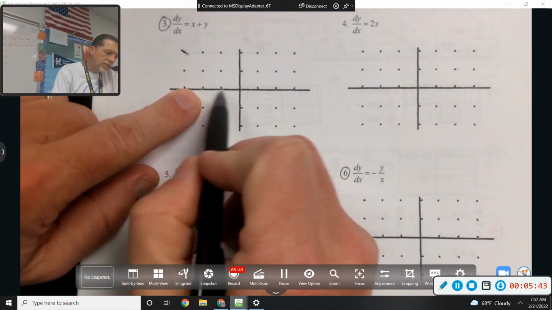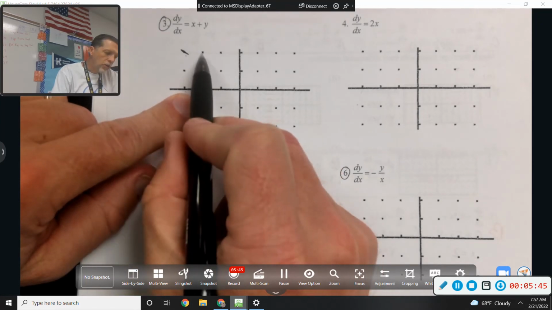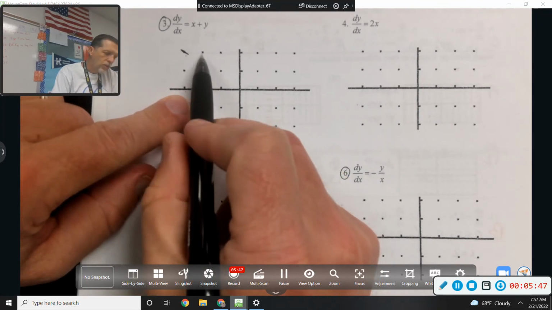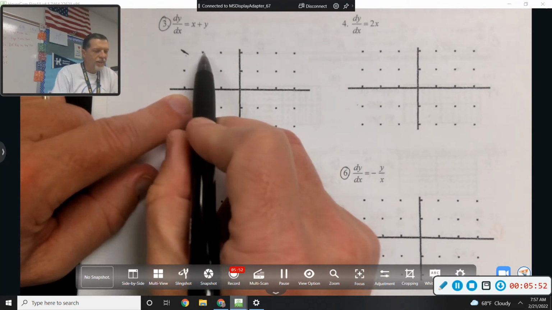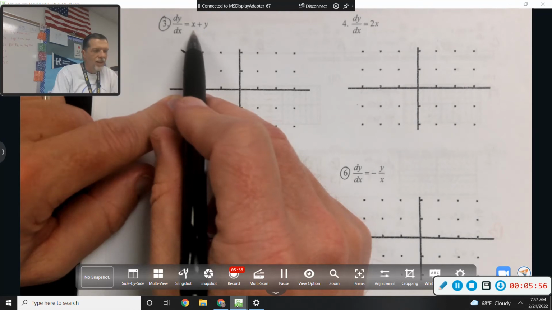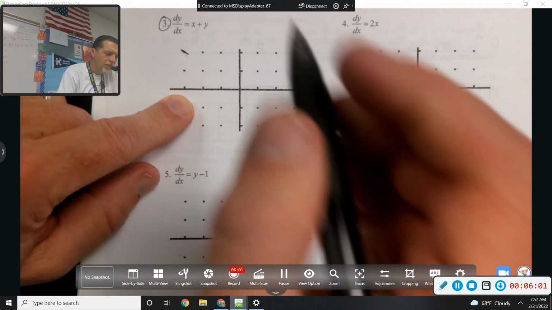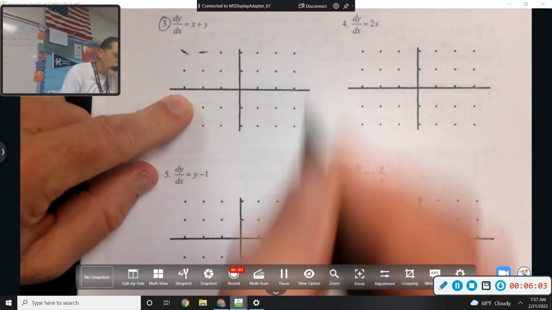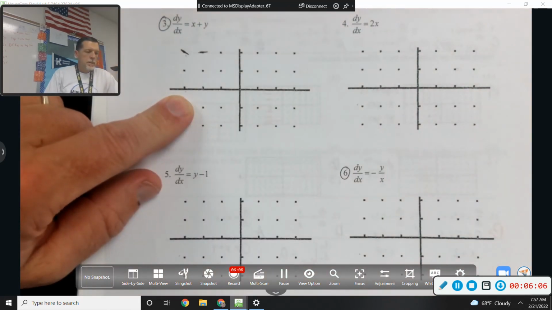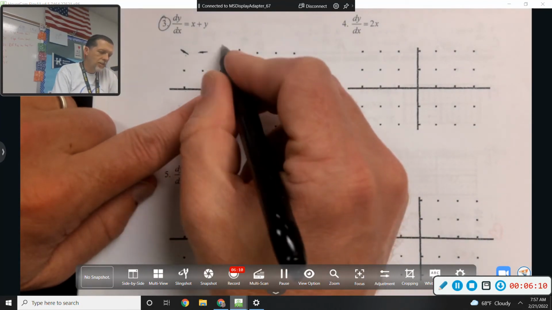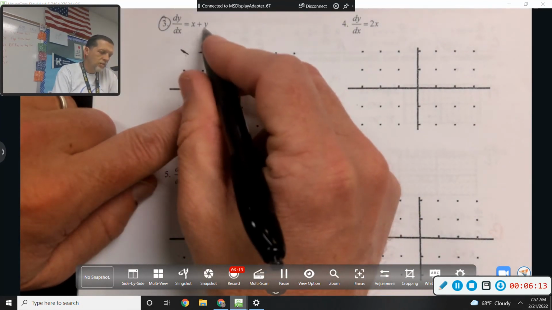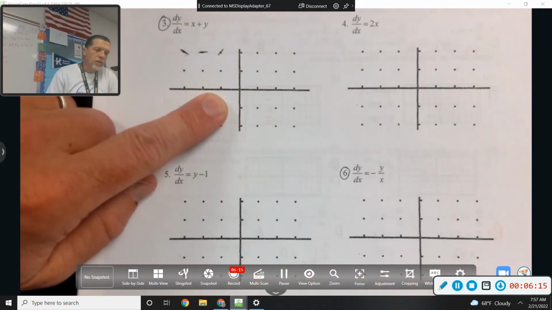All right, what about -2, 2? -2, 2. So this definitely takes some thought in your head to identify the point, -2, 2, and then plug it in. And what's dy dx at -2, 2? 0. And so then I do a little slope of 0. And then at -1, 2, -1 plus 2 is 1.